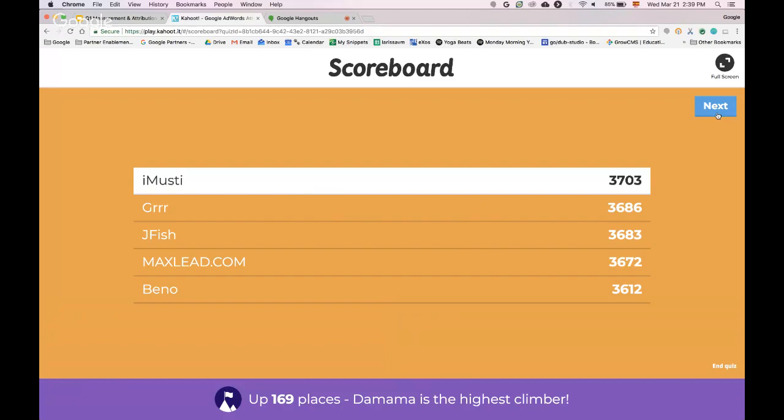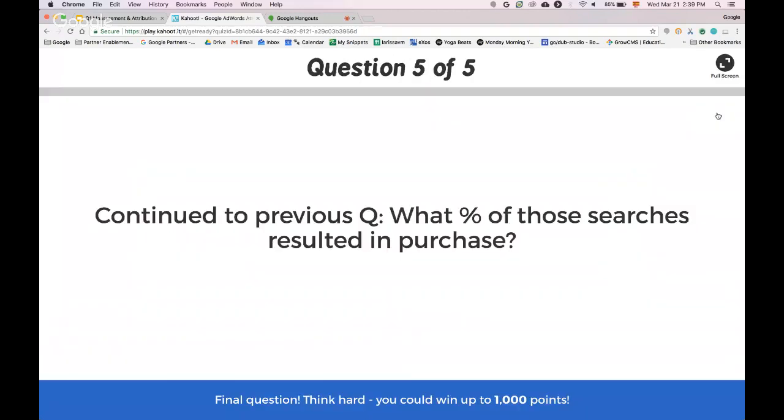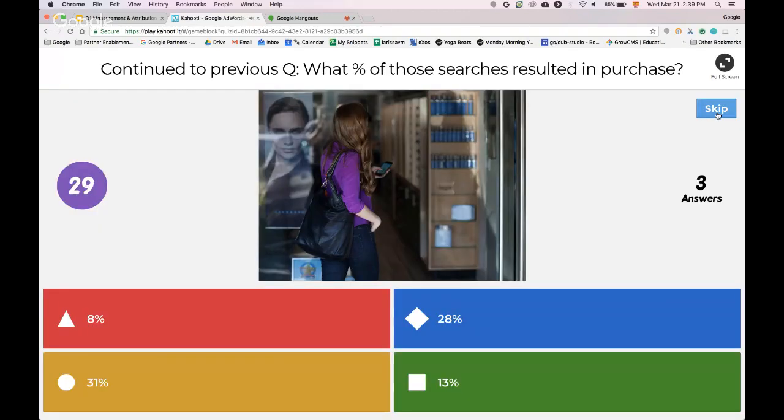And we're off to the last question before we start going through the content of attribution measurement and before we declare a winner. So be ready. And we have the following. Continuing from the previous question, what percentage of those searches resulted in purchase? Because out of those that already saw the ad on the phone and went to the store, how many actually bought something? How many decided to engage with your product or service? What do you think? Most of them, just a bit. You have 8, 31, 28, or 13%.